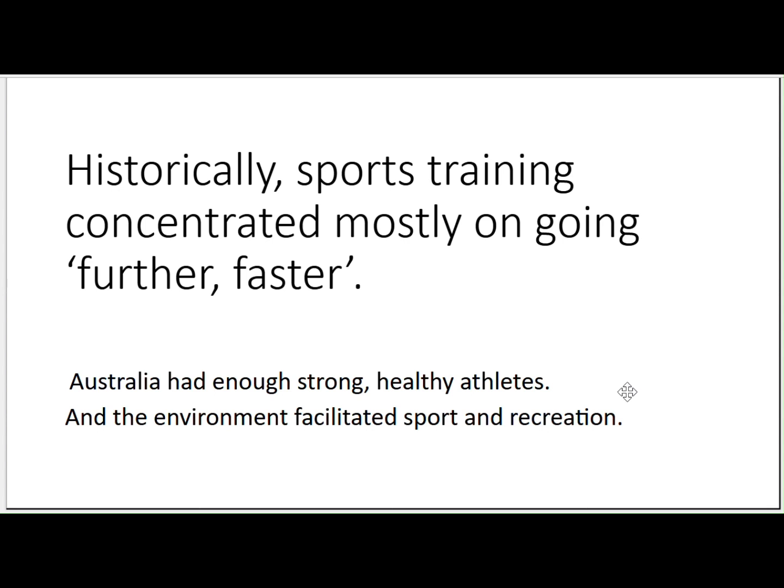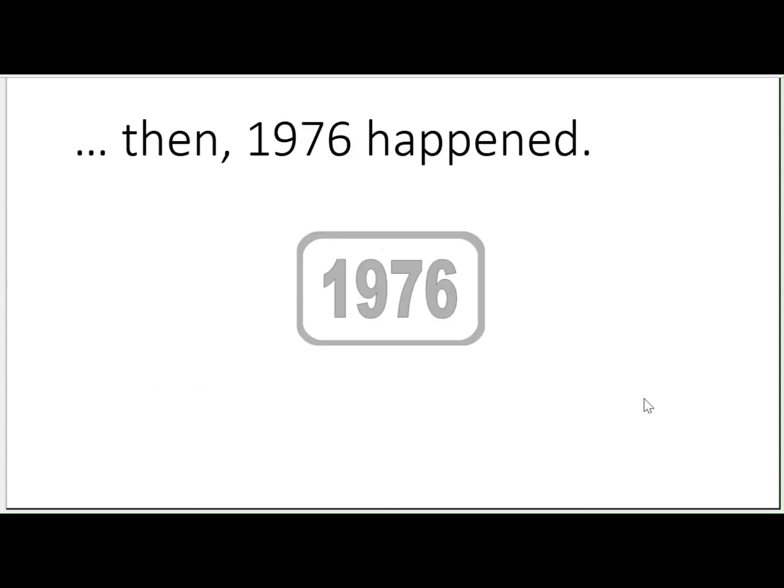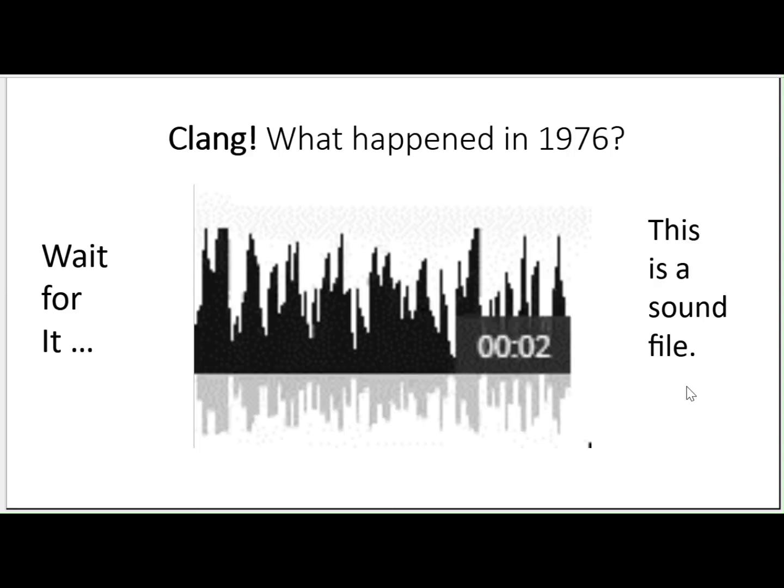And Australia did fairly well in international competition because we had enough strong, healthy athletes and an environment that facilitated sport and recreation. We've got lots of fine weather and we've got beaches. So we did fairly well up until then. And then 1976 happened.